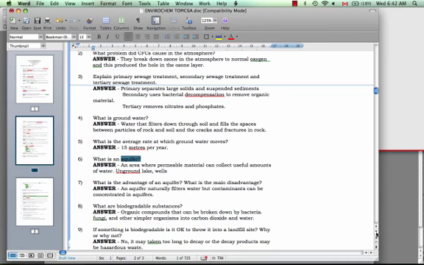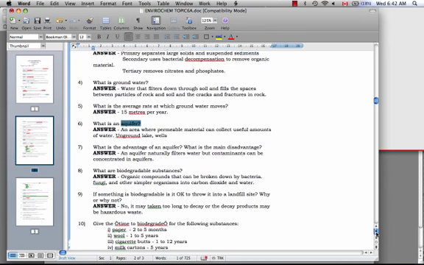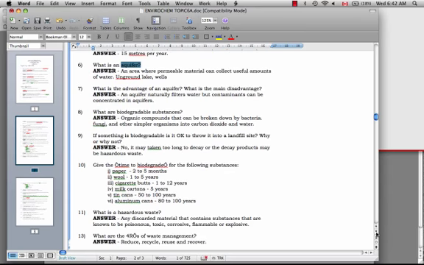Biodegradable substances. These are organic in nature, coming from living things that can be broken down by bacteria, fungi, and simpler organisms into carbon dioxide and water. If something's biodegradable, is it okay to throw it in the landfill? No, not necessarily, because it could take a long time to decay, and decay products may be hazardous.